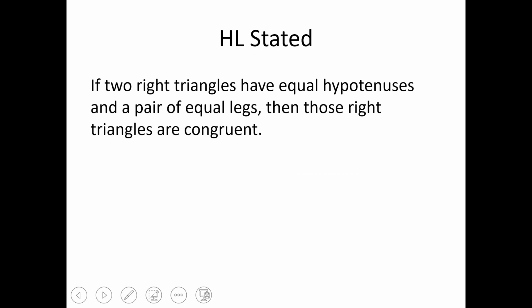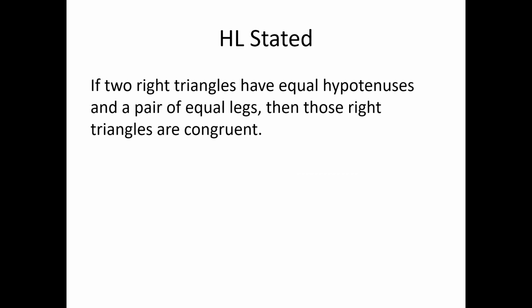Now let's talk about hypotenuse, leg. It's not particularly hard, but it's a little bit harder. And it says this, okay? If two right triangles, which of course is indicated by our talk of hypotenuse and leg, if two right triangles have equal hypotenuses and a pair of equal legs, then those triangles are congruent.